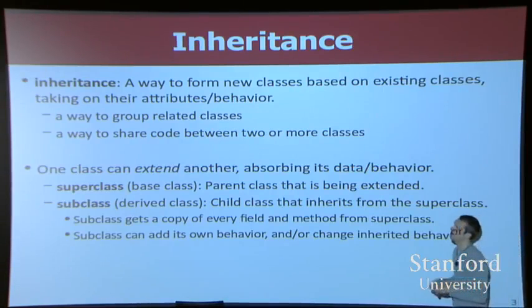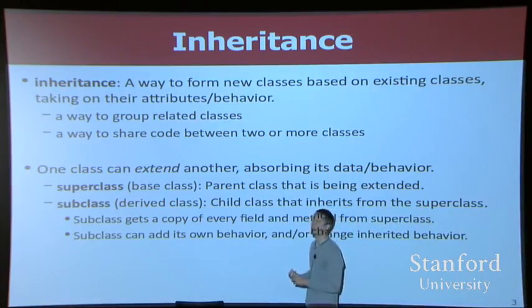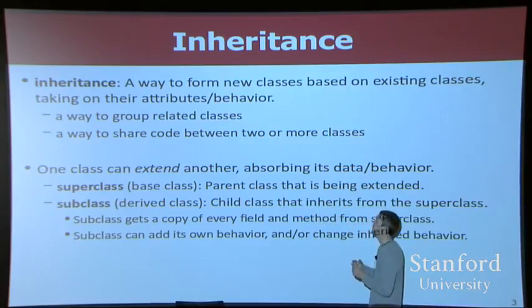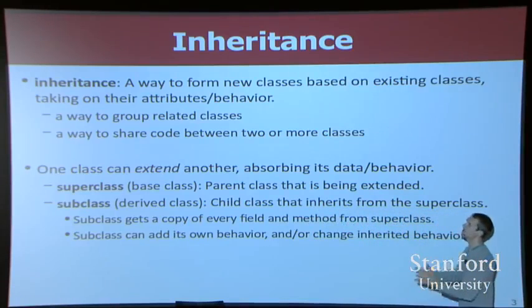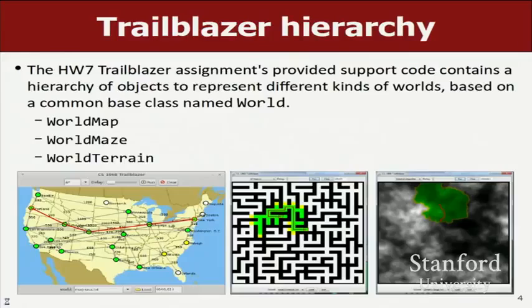So there's some terminology here. The parent class that you're starting from is usually called the base class or the superclass. And then the other one that is the more specific subcategory of that is called the subclass, sometimes called the child class or the derived class. And the way that you want to think of it is that the subclass gets its own copy of everything that was in the superclass for free. And you can add more or change existing behavior on top of that if you want to.